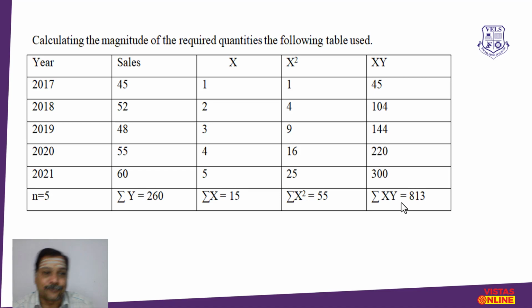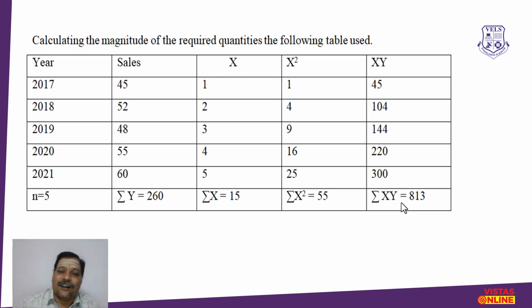When you add these, there are 5 years, n equal to 5. Then summation y is 45 plus 52 plus 48 plus 55 plus 60, which is equal to 260. Then similarly add the x value, that is summation x, 1 plus 2 plus 3 plus 4 plus 5. So summation x equal to 15. Then summation x square is adding these 5 values, 1 plus 4 plus 9 plus 16 plus 25. Summation x square is 55. Then the last column is summation xy. When you add those 5 values, 45, 104, 144, 220 and 300.